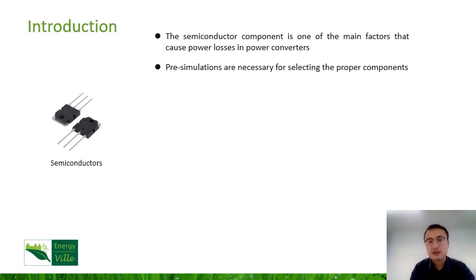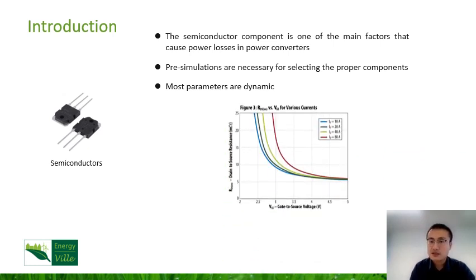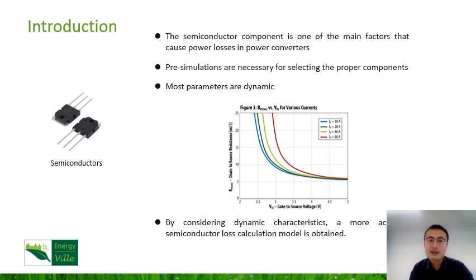The traditional way of calculating the power losses of semiconductor components is based on a simplified model with constant parameters. However, most of the parameters of semiconductor components are actually dynamic. For example, in transistors, the drain-to-source resistance changes with the gate voltage, drain-to-source current, and even the temperature. So, by taking into account all of the dynamic characteristics, we can get a more accurate semiconductor loss calculation model, which will benefit power converter design automation.